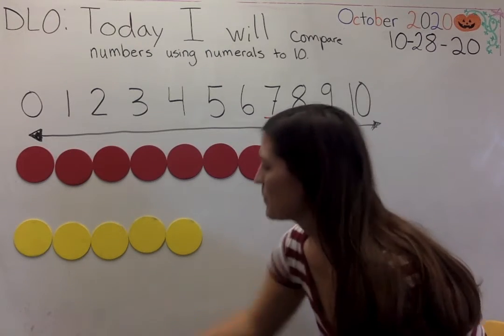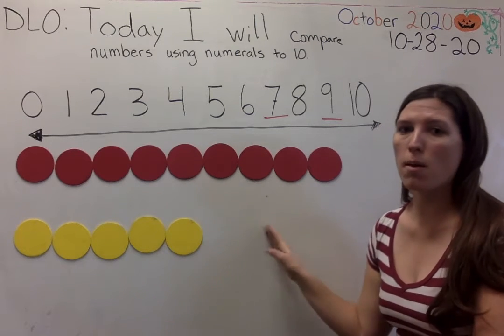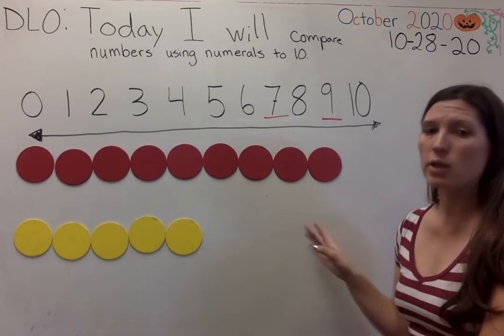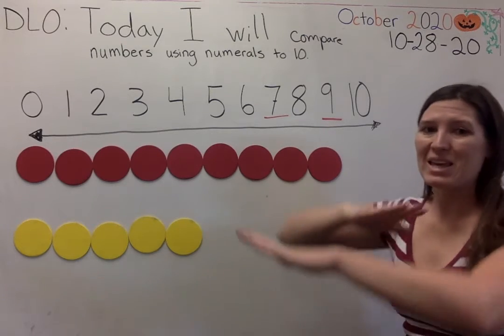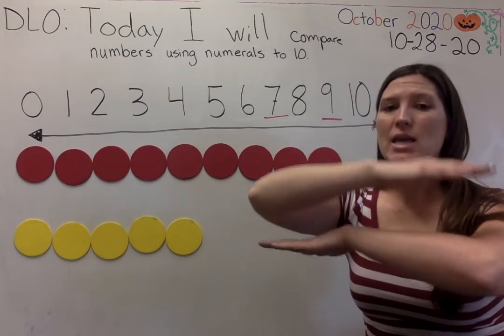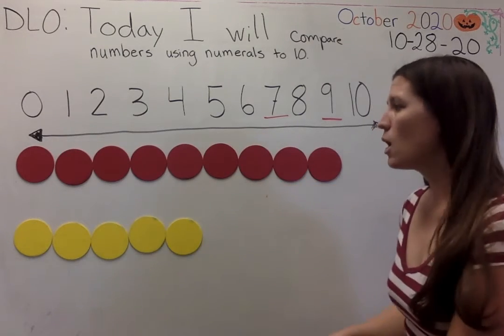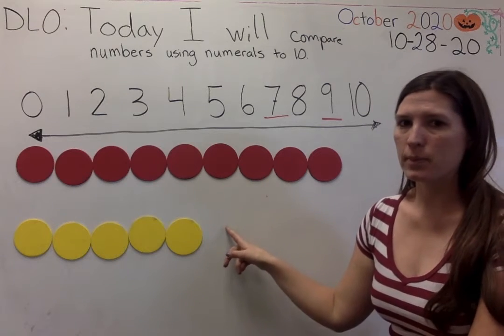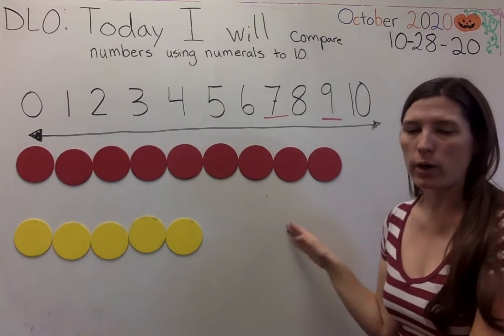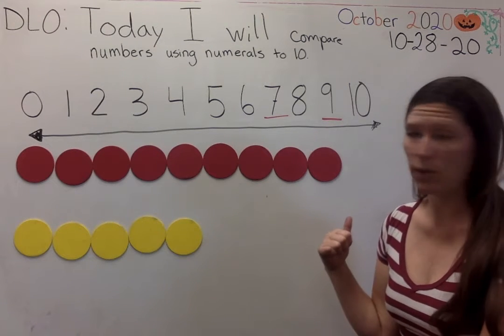This time, we're going to draw more circles to make them equal. Put your hands up like this. Say equal. Equal means the same. So let's compare them, and then we're going to draw more to make them equal. Then we'll count them and write the numbers.